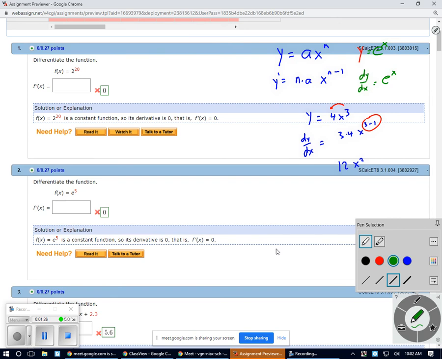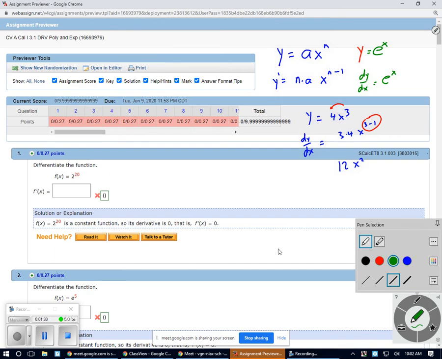I forgot to say something. I probably should go back and say this. A constant does not change. So the derivative of a constant is 0. A constant is a number. How fast is 4 changing? Well, 4 is not changing. The derivative of a constant is 0.